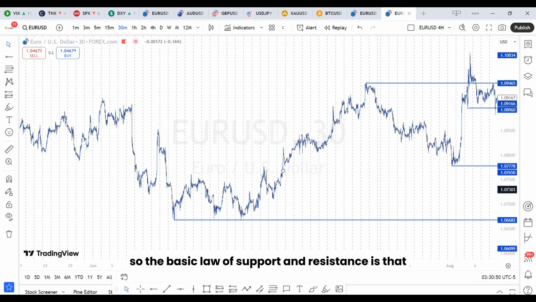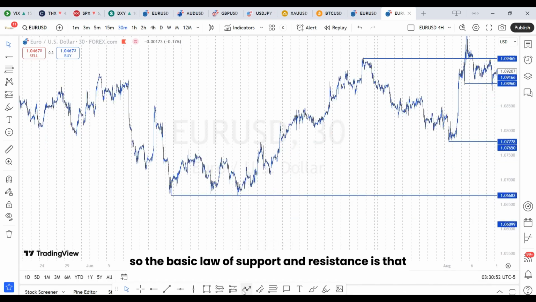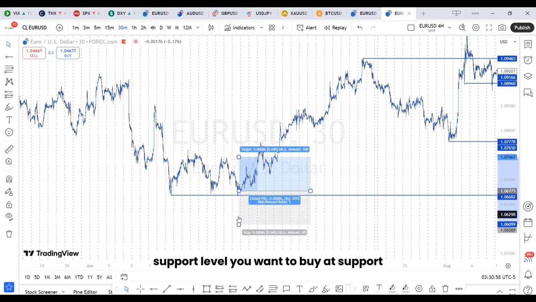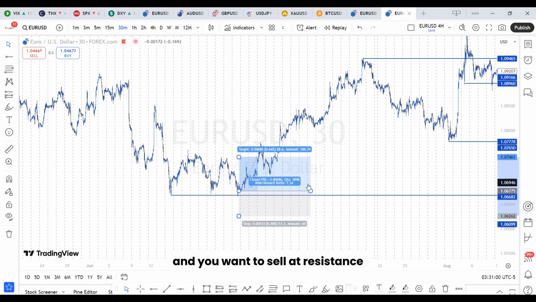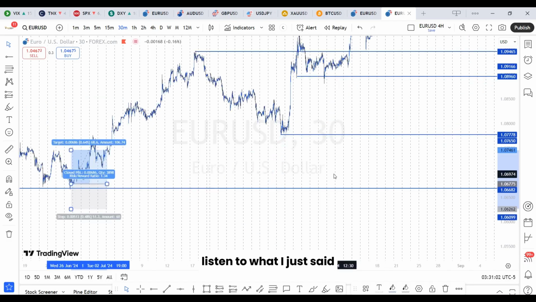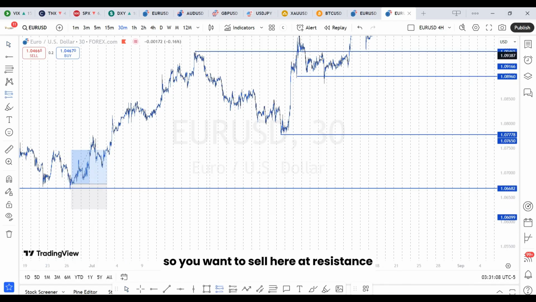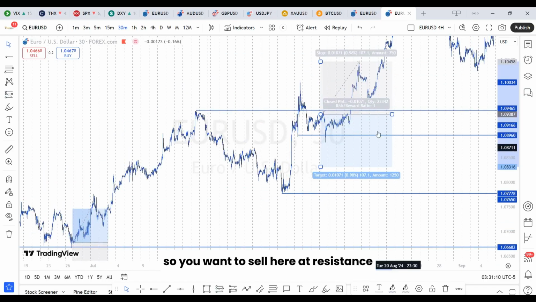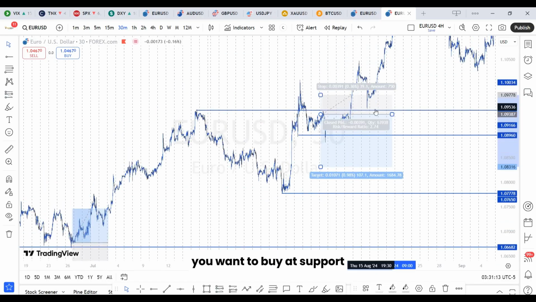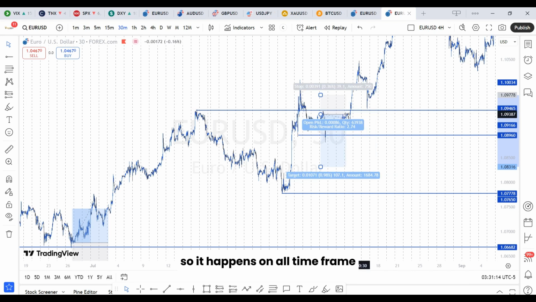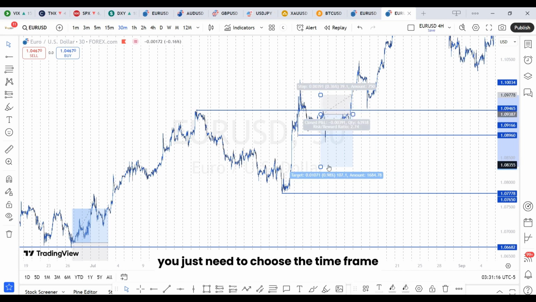So the basic law of support and resistance is that when the market comes to a particular support level, you want to buy at support and you want to sell at resistance. Listen to what I just said. You want to buy at support and you want to sell at resistance. So you want to sell here at resistance, you want to buy at support. It happens on all time frames, you just need to choose the time frame.